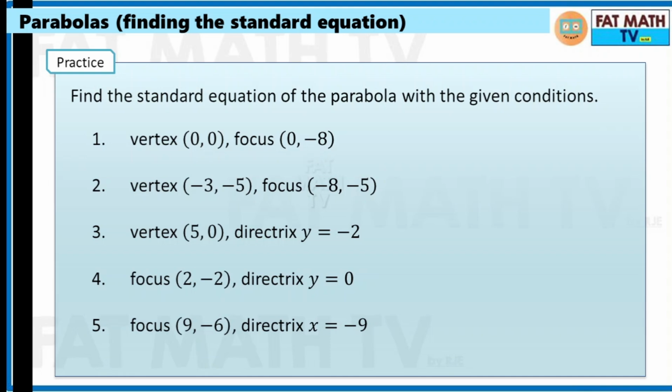Number 2, vertex -3, -5, focus -8, -5. Number 3, vertex 5, 0, directrix y equals -2. Number 4, focus 2, -2, directrix y equals 0. And number 5, focus 9, -6, and directrix x equals -9. Pause the video so that you will have more time in answering.